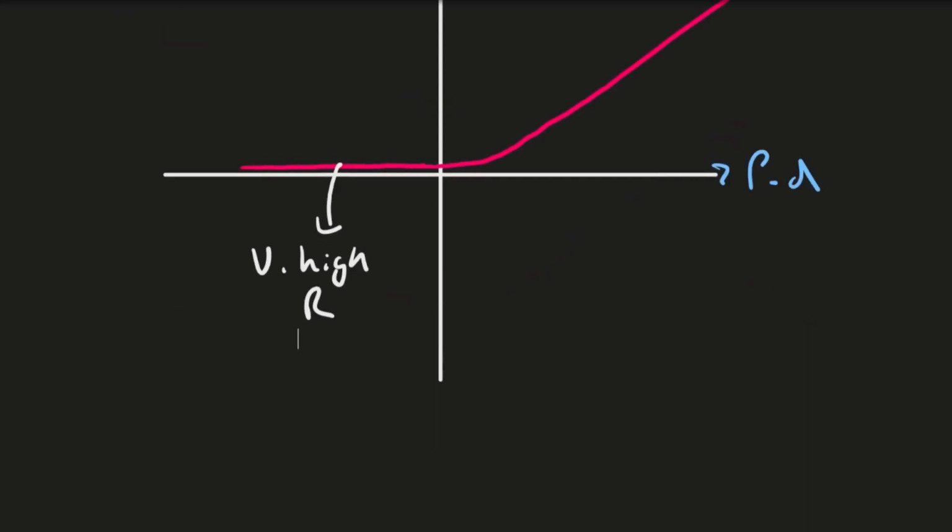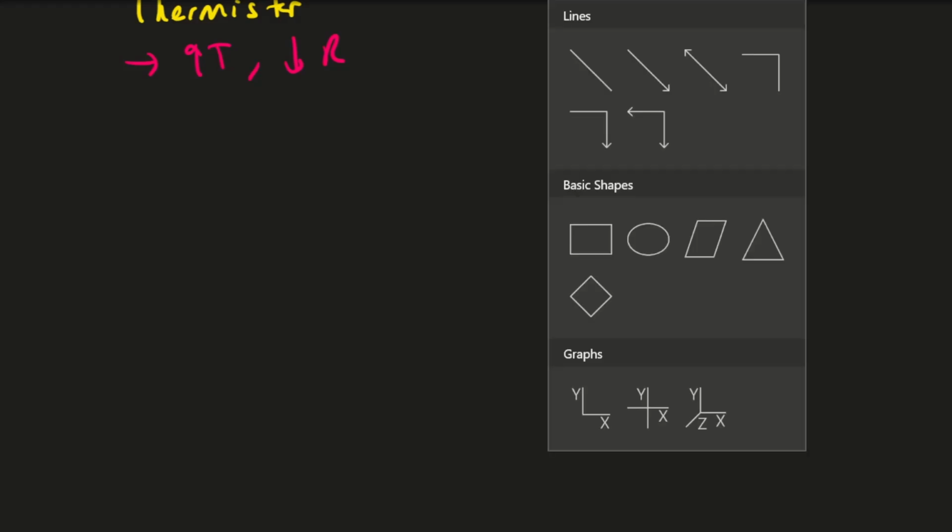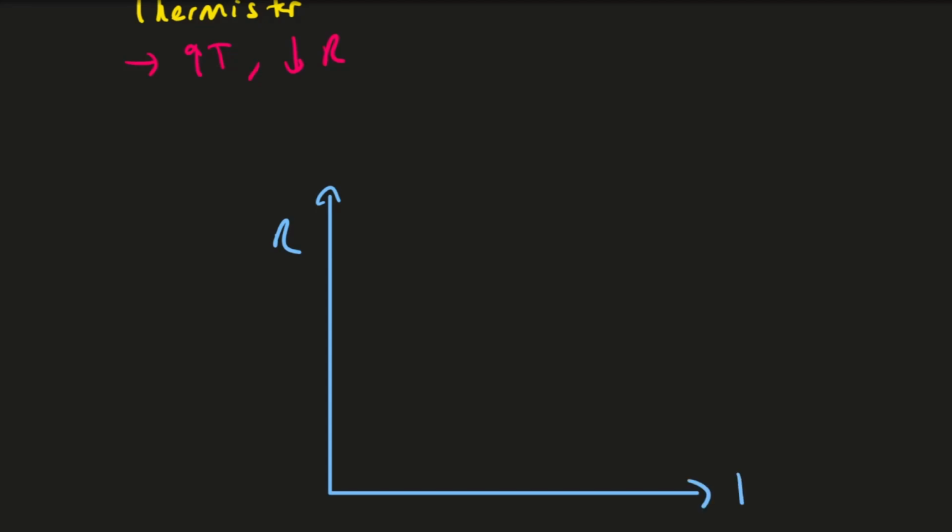So now let's look at another component, the thermistor. So the thermistor is another one of our non-ohmic components. And essentially the way a thermistor works is when the temperature increases, the thermistor is designed to actually decrease the resistance. Okay, so it has an inverse relationship, the temperature and the resistance. In fact, if you were to look at this on a graph of resistance against, sorry, not time, but temperature.